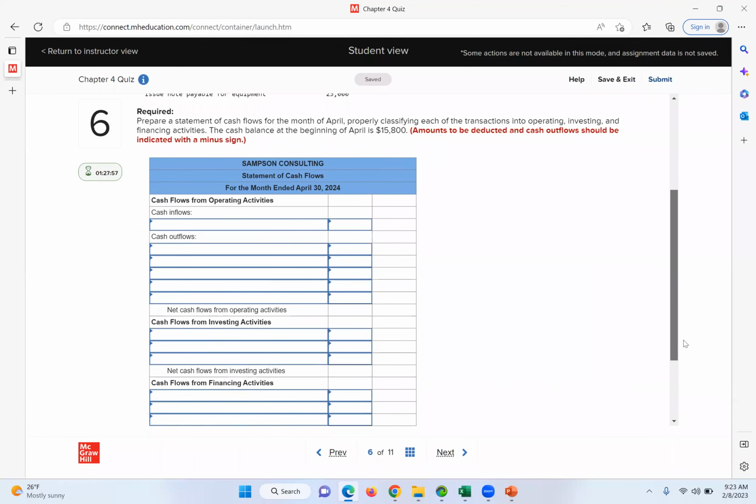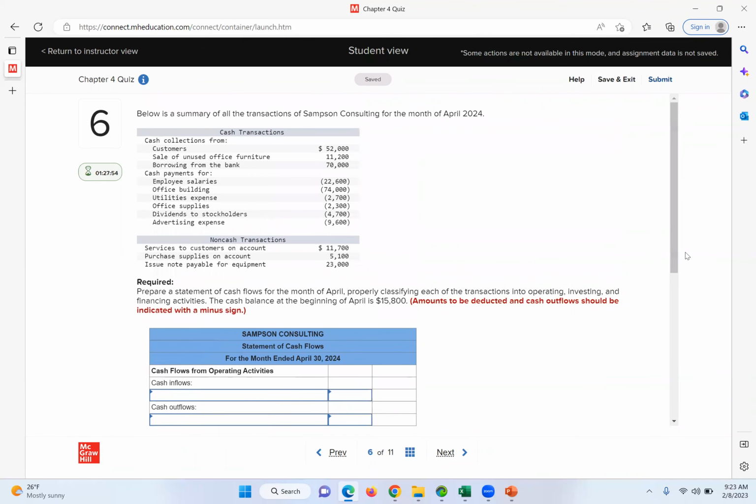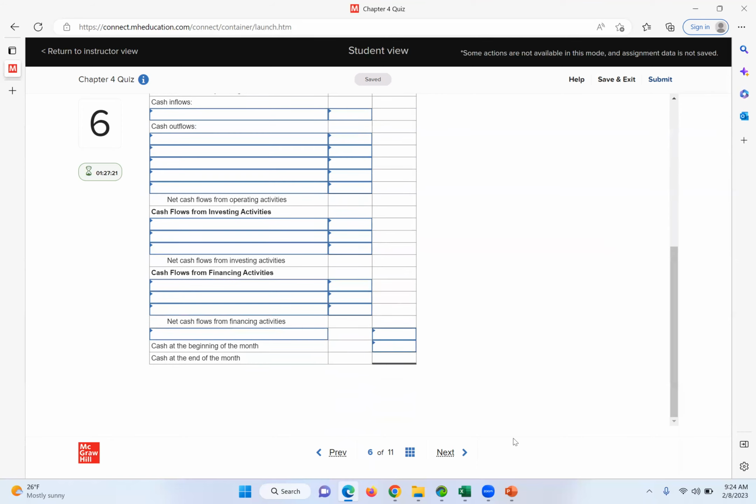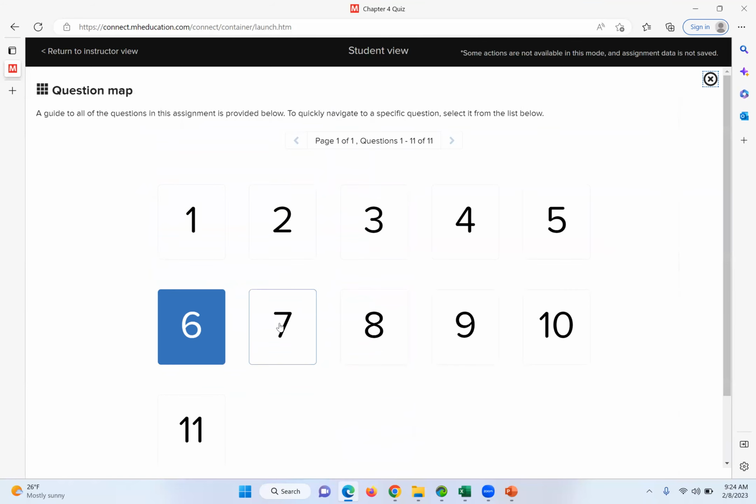And again, guys, the key is knowing, first of all, is it cash or is it not cash? And secondly, what section does it play into? Anything regarding why the company's in business is going to be operating. But you see here, sale of unused office furniture, that's equipment. That would be investing. Borrowing money from a bank is financing. Paying dividends to stockholders is also financing.